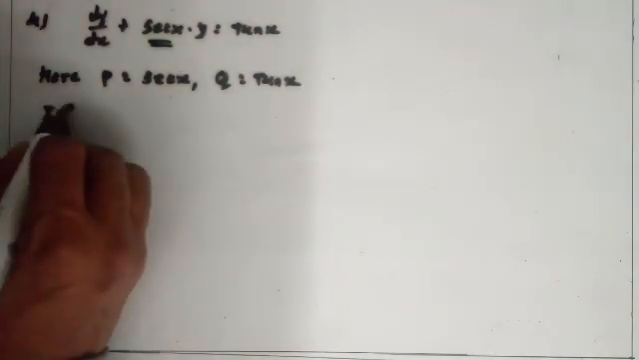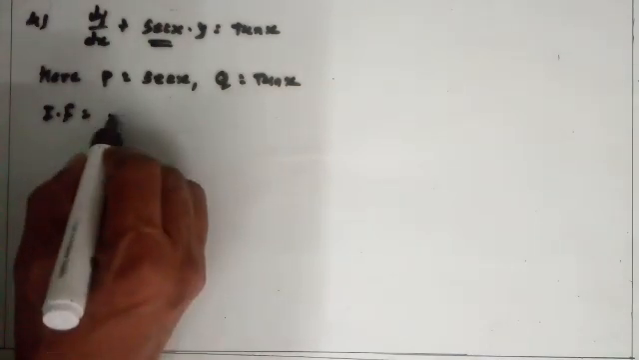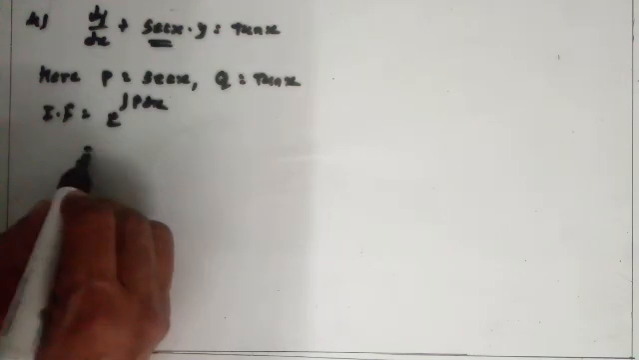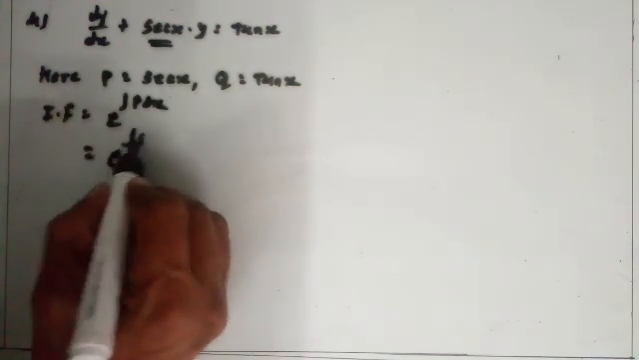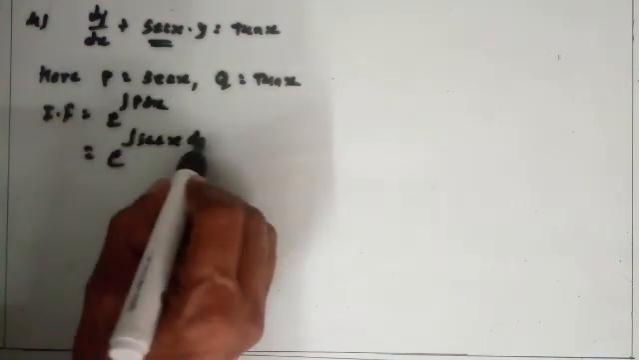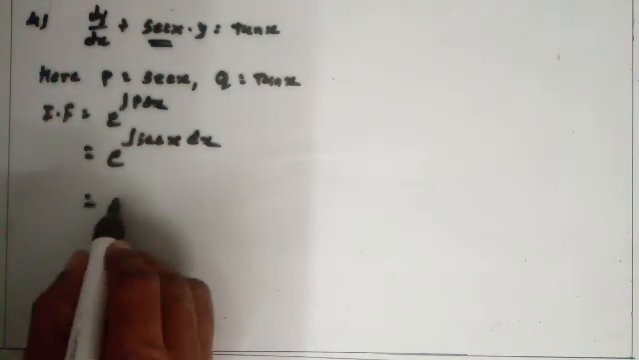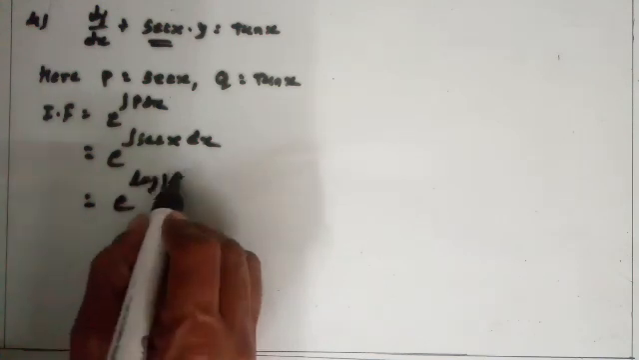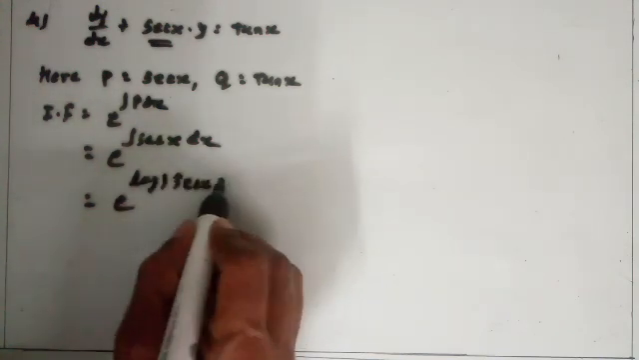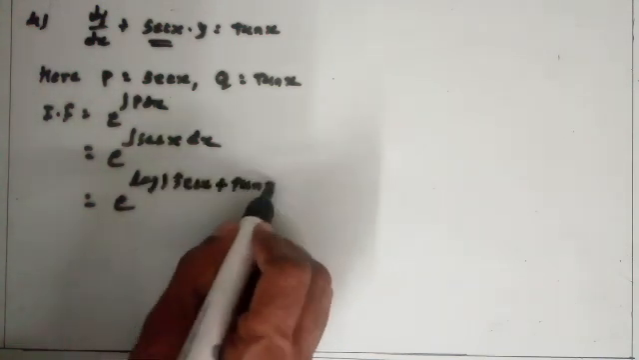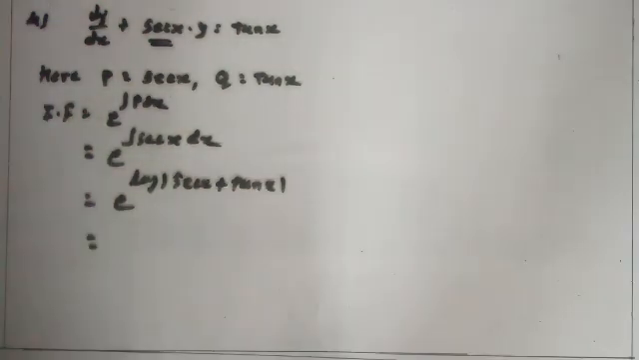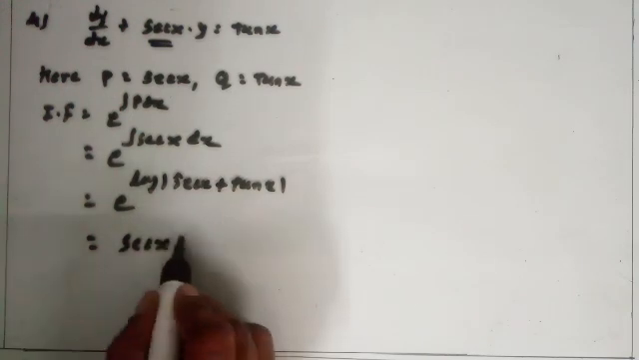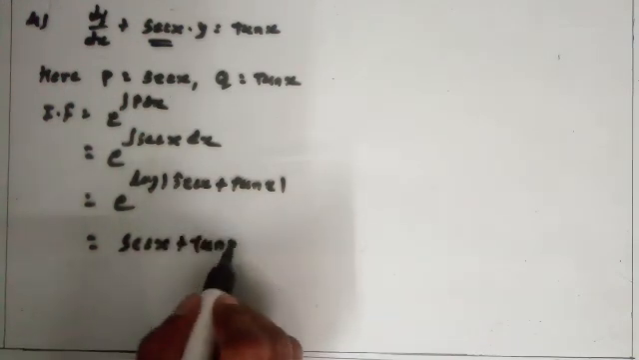Now find the integrating factor: e^(∫P dx) = e^(∫sec x dx). So e raised to the integration of sec x is equal to, we know that, log|sec x + tan x|. This is equal to sec x + tan x.